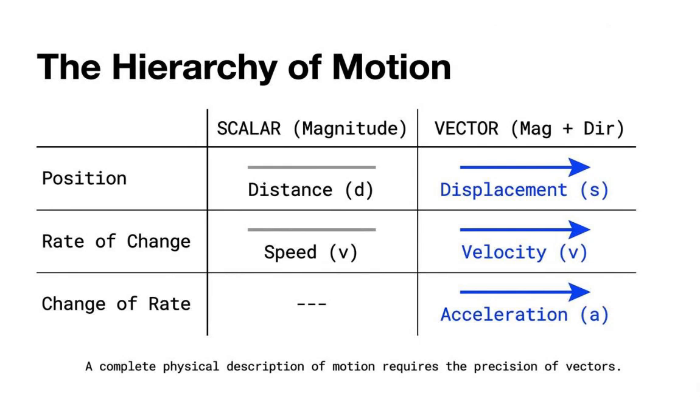To fully describe motion, we need to understand the difference between scalar and vector quantities. Scalars only have magnitude, like distance and speed, which tell us how much but not the direction. Vectors, on the other hand, include both magnitude and direction. For example, displacement is a vector that shows how far and in what direction something has moved. Similarly, velocity adds direction to speed, and acceleration describes how velocity changes over time, including its direction. Without vectors, our description of motion would be incomplete because direction is essential to accurately conveying how objects move and change their motion. This table summarizes these concepts clearly, highlighting how vectors provide the full picture.